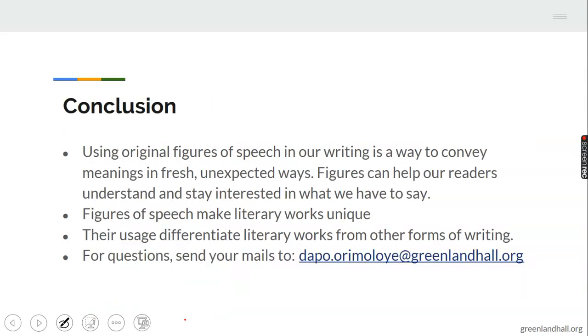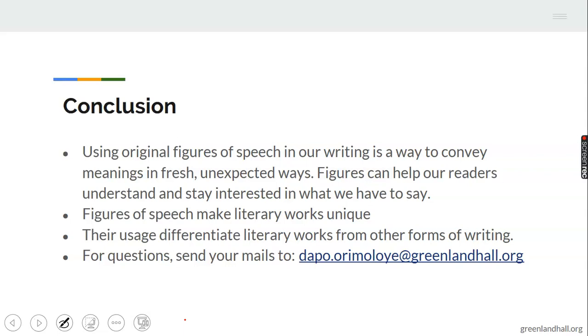Then, in conclusion, I once said, and I will repeat myself, using original figures of speech in our writing makes our writing fresh and makes our reader love it. They don't expect what they read. They see something unique and they love it. Figures of speech can help our reader understand and stay interested in what we have to say.